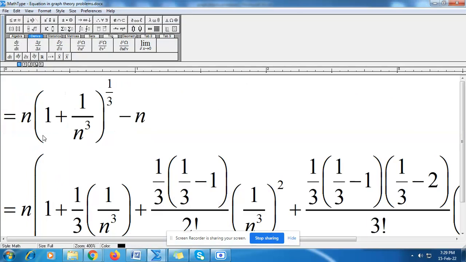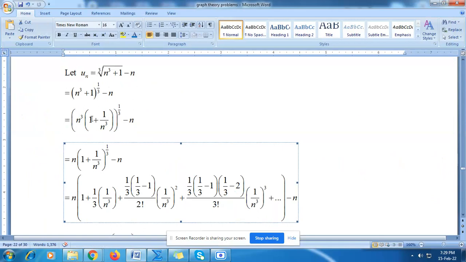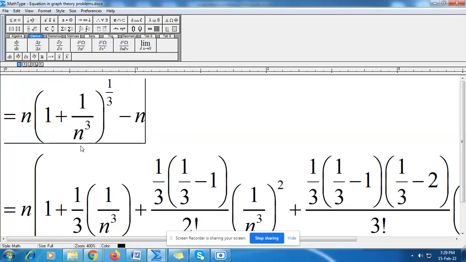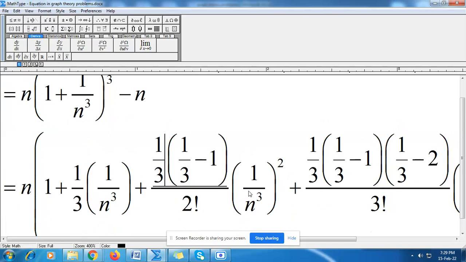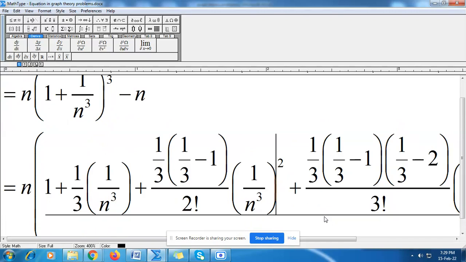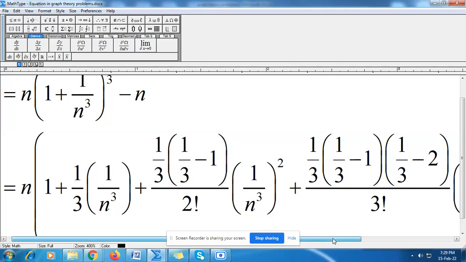That is, n into (1 plus 1 by n cube) whole power 1 by 3 minus n. Now expand in the (1 plus x) whole power n form. Here treat x as 1 by n cube and n as 1 by 3. So by using this formula, 1 plus nx plus n into (n minus 1) by 2 factorial into x square plus so on.